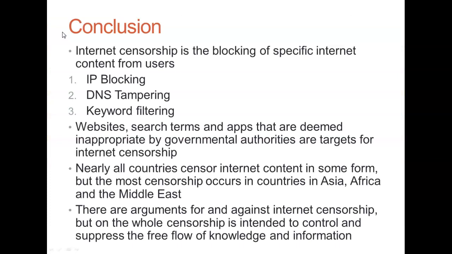In conclusion, we've seen that internet censorship is the blocking of specific internet content from users, and it is accomplished mainly through IP blocking, DNS tampering, and keyword filtering. Websites, search terms, and apps that are deemed inappropriate by governmental authorities are targets for internet censorship. Nearly all countries censor internet content in some form, but the most censorship occurs in countries in Asia, Africa, and the Middle East. There are arguments for and against internet censorship, but on the whole, censorship is intended to control and suppress the free flow of knowledge and information.